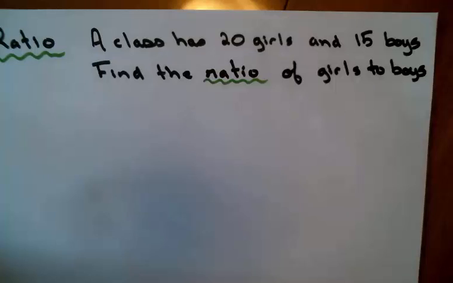Moving on, we're going to look at ratios. So what's a ratio? Let's do an example. Let's say a class has 20 girls and 15 boys. Let's find the ratio of girls to boys. So take a minute to take this example down and come back when you're ready.